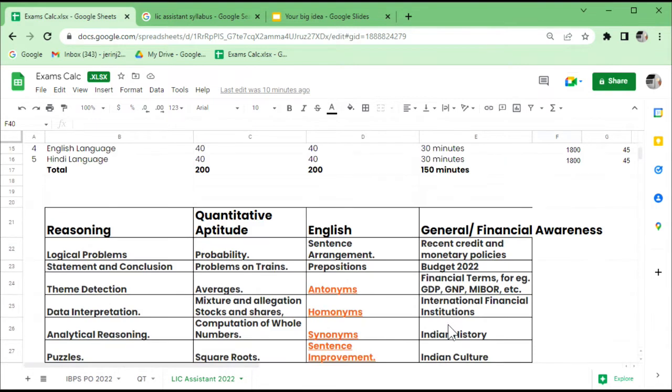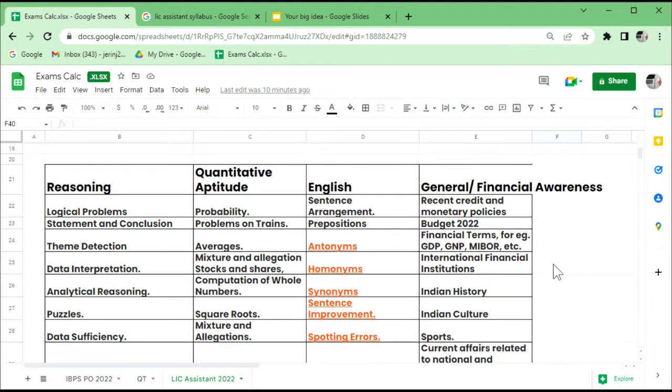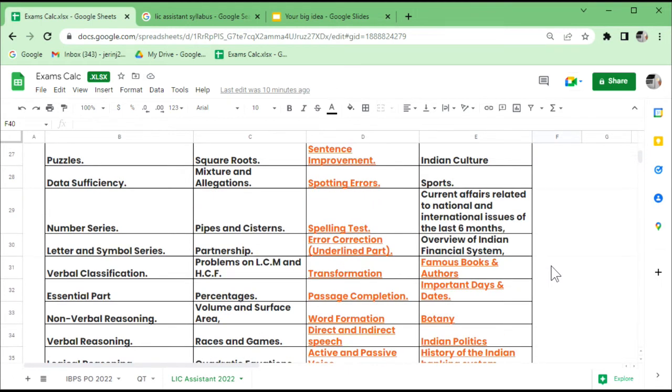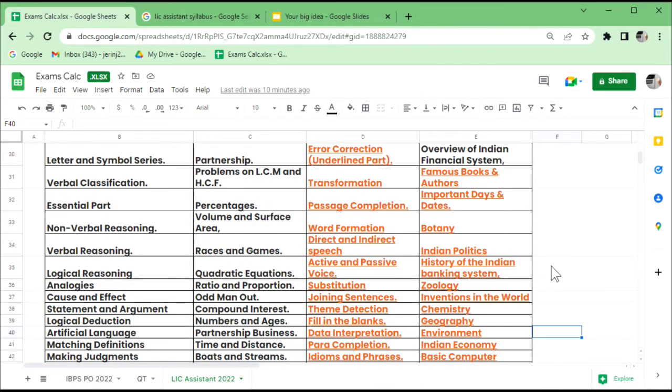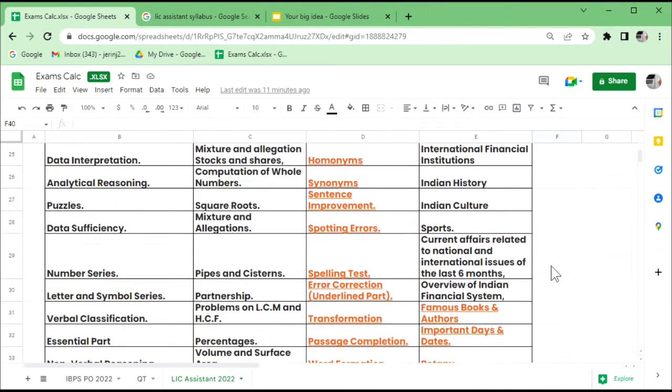So the next, coming to general and financial awareness: credit, monetary policy, budget 2022, financial terms, for example GDP, GNP, MIBOR, etc. International financial institutions, Indian history, Indian culture, sports, current affairs related to national and international issues of the last 6 months, overview of the Indian financial system, famous books and authors, important days and dates, botany, Indian politics, history of the Indian banking system, zoology, inventions in the world, chemistry, geography, environment, Indian economy, basic computers, physics, Indian Parliament, etc. So these are the topics we have.